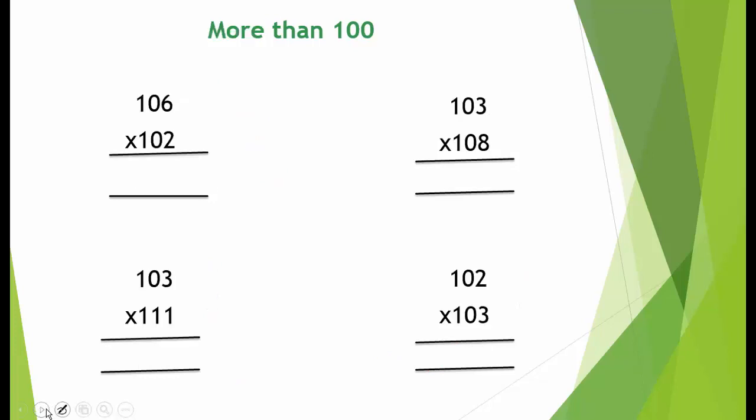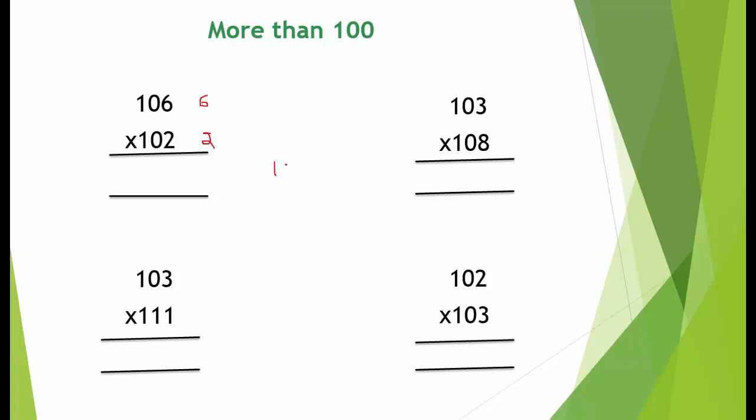Now what we will do for the numbers which are greater than 100? Again, first of all, write the difference. Here the difference will be 106, means the difference is 6 and 2. Again multiply 6 into 2. This will become 12.